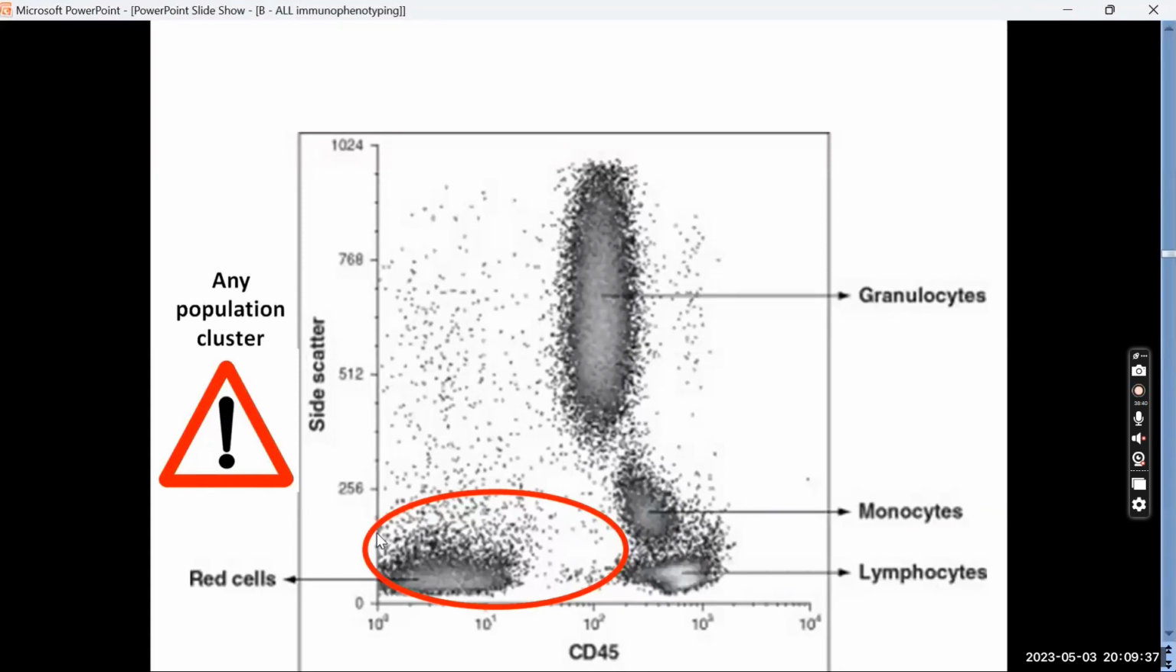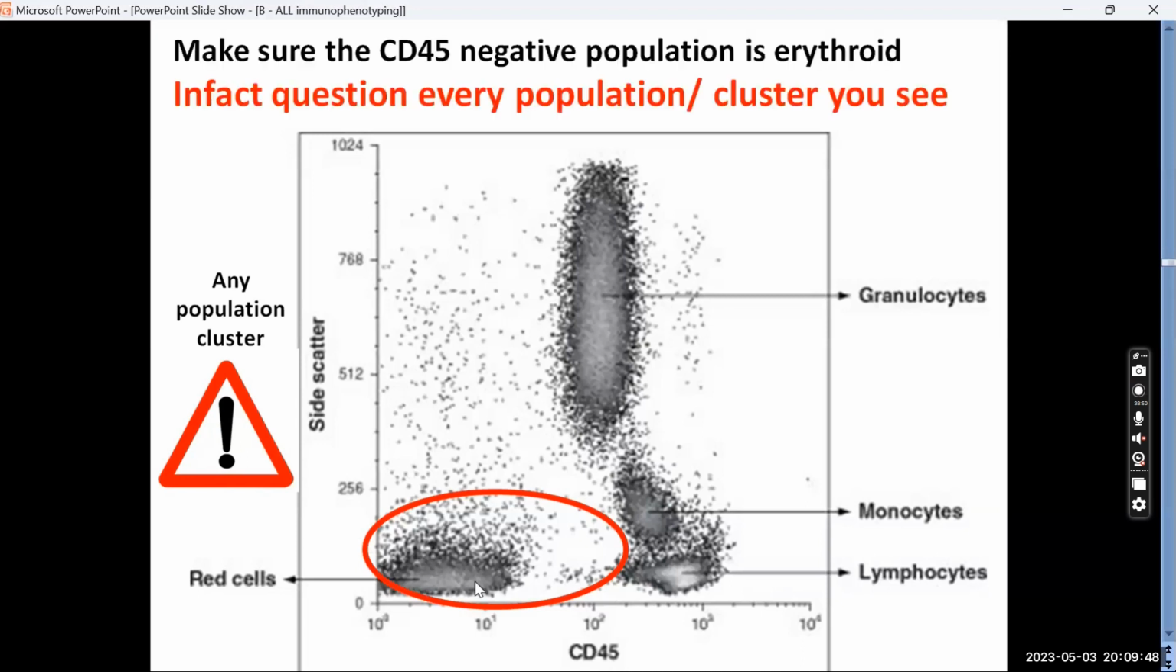This population will be negative for all the other lineage markers. CD19 will be negative, myeloid markers will be negative, it will be negative for T cell markers. So make sure it is red cells. Make sure that the CD45 negative population is erythroid before saying blast is not seen or eliminating this population.